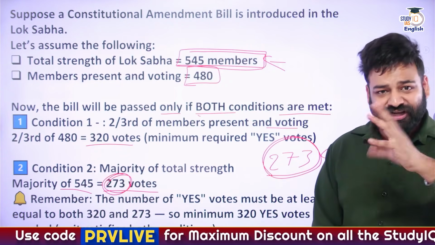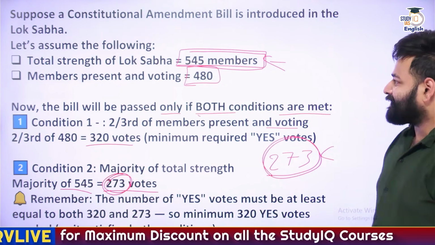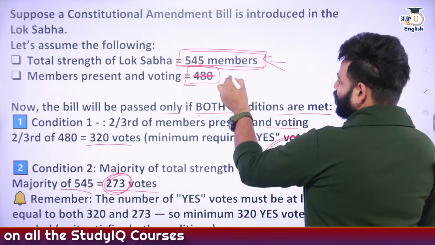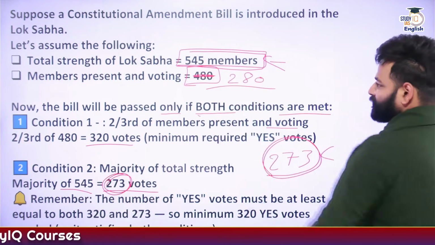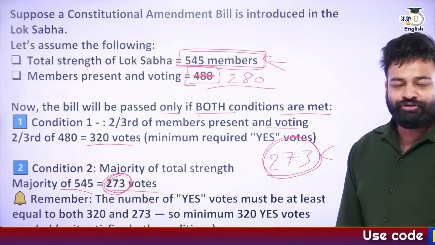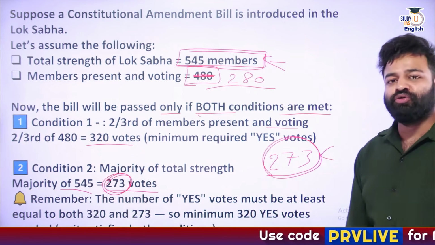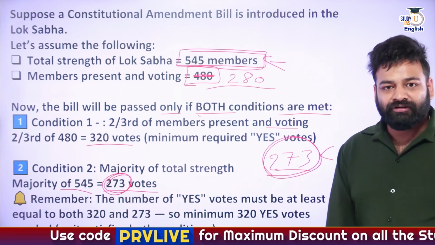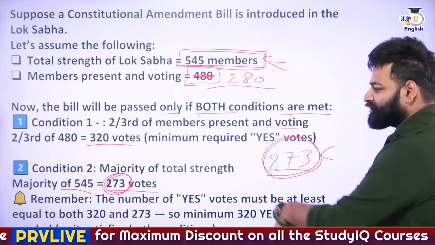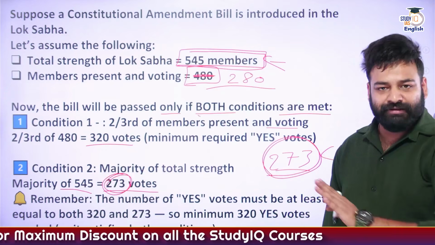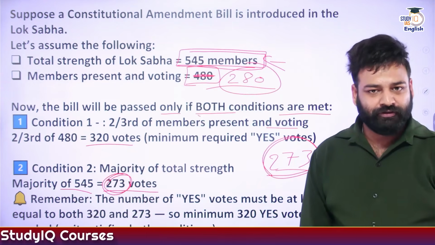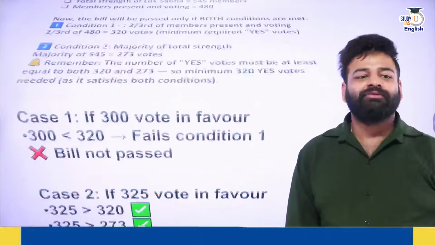But let's just change the situation. I say that this day, on the voting, it's not 480, only 280 are present. So now obviously 2/3 of 280 will be even less than 273, right? So even if I get 273 votes somehow, though that is an impossible task here with this 280, then also it's not going to work for me, right?